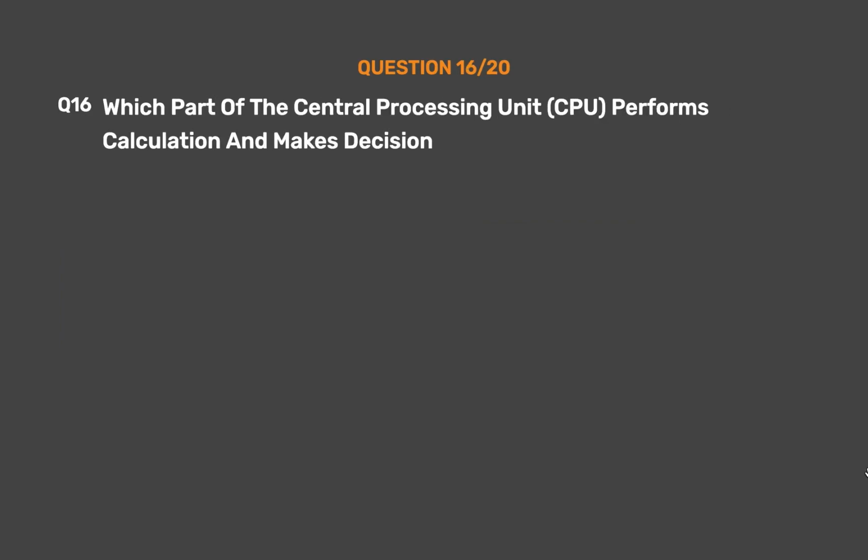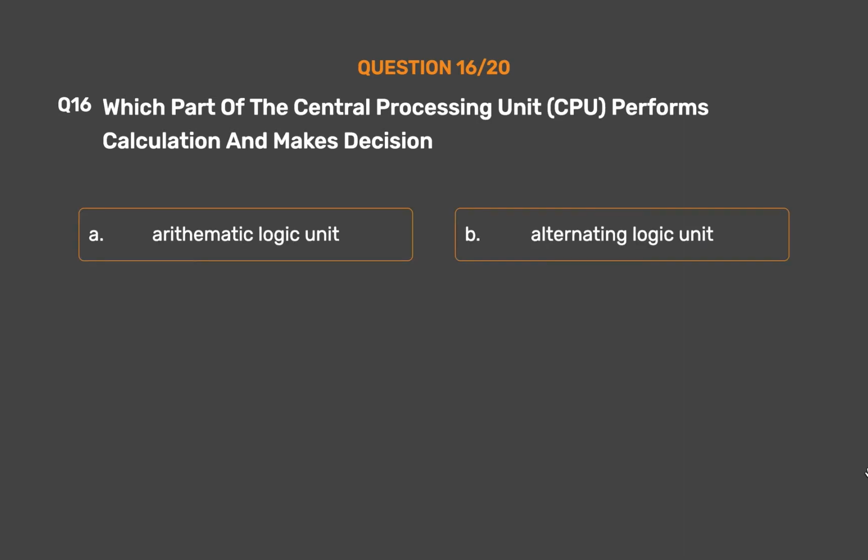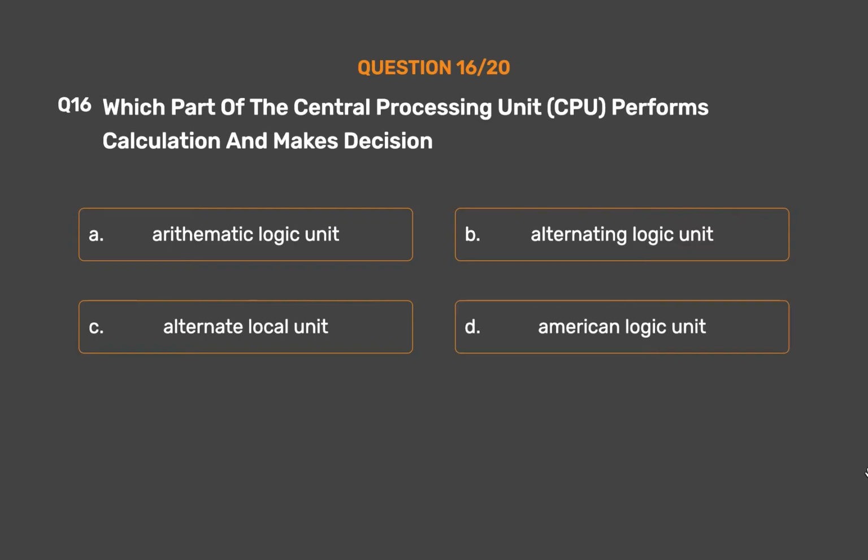Question number 16. Which part of the Central Processing Unit, CPU, performs calculation and makes decision? Option A. Arithmetic Logic Unit. Option B. Alternating Logic Unit. Option C. Alternate Local Unit. Option D. American Logic Unit.